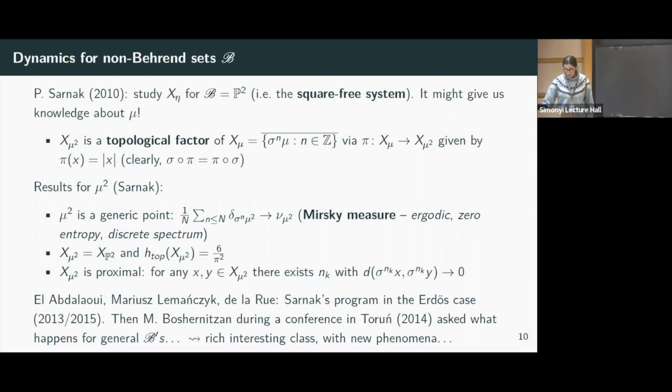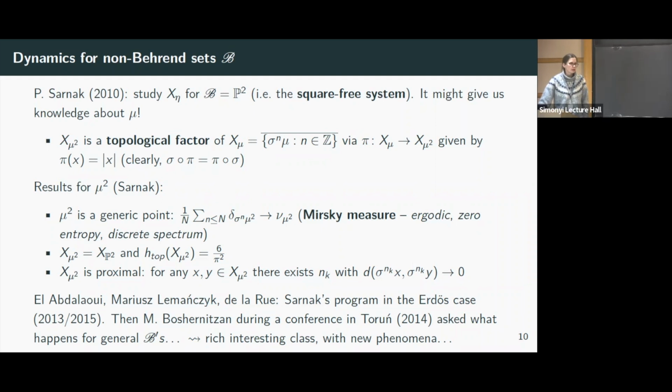And then Abdalaoui, Lemańczyk and de la Rue wrote a paper basically covering Sarnak's program in the Erdős case. So they introduced some language, some ways to talk about it. The results were pretty much the same. There was, of course, work involved, and it wasn't clear straight away that things would come out this way, but they did. And then during a conference in Toruń in 2014, Bartnicki asked what happens for a general B, not necessarily Erdős. That was just a short question. We couldn't answer it at all back then.